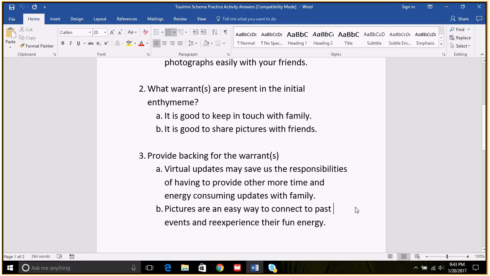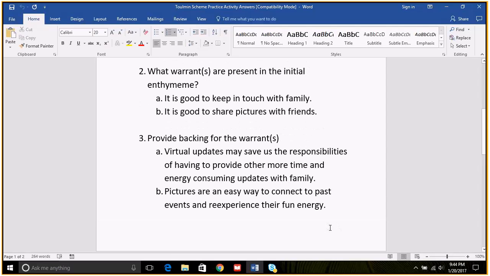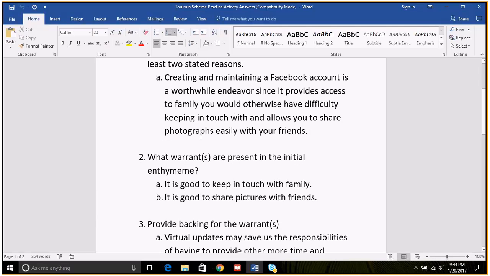But here, somebody could put a positive spin on what pictures can do. Pictures are an easy way to connect to past events and re-experience their fun and their fun energy. A picture's worth 1,000 words. You can share pictures and bring joy to people. Things like this take someone who's grumpy like me about sharing pictures and hopefully give them a more positive direction on what that can do. Okay? So hopefully that's clarified the entirety of the initial enthymeme.